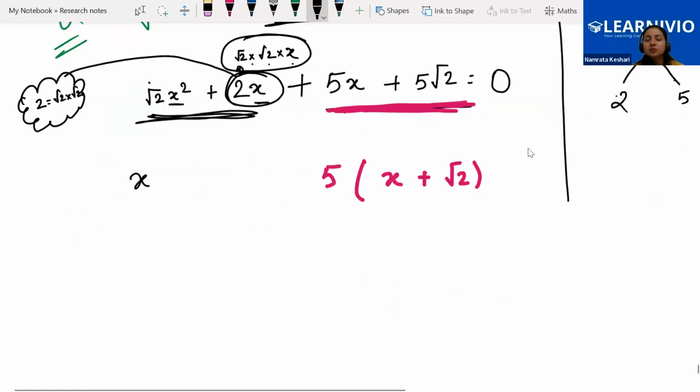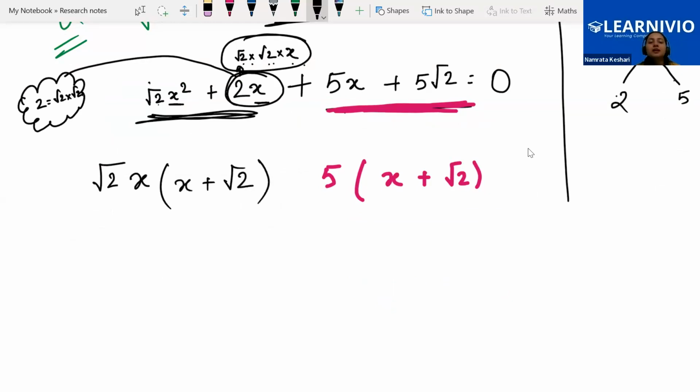2 means root 2 into root 2. X is there. We can think about this 2x like this. Now tell me what is common factor. In the first term, we are having root 2 x square. In the second term, we are having root 2 into root 2 into x. So x can be taken out as a common factor. Can we take out root 2 also as a common factor? Yes, we can. Now tell me what will be the remaining. X plus root 2.